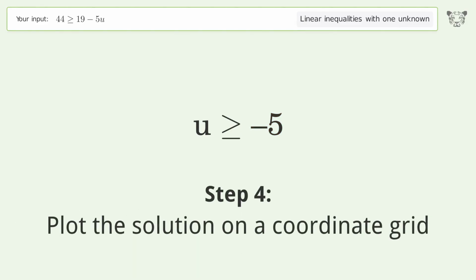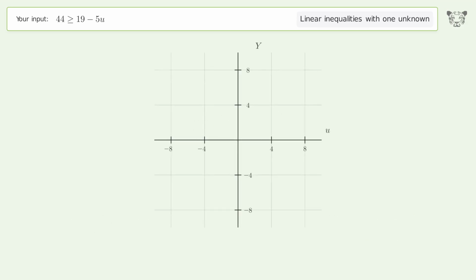Plot the solution on a coordinate grid. And so the final result is u equal or greater than -5.